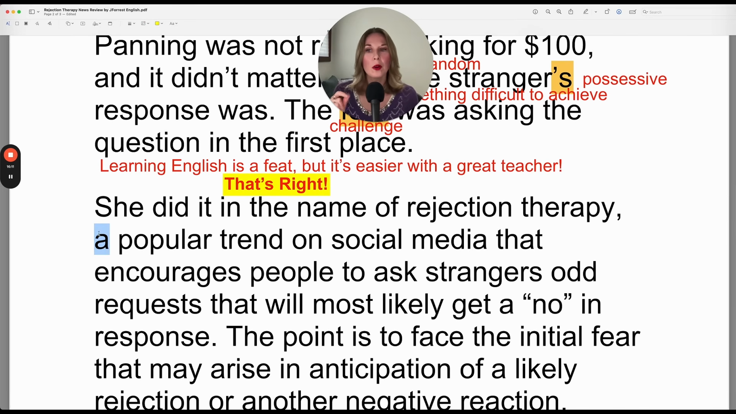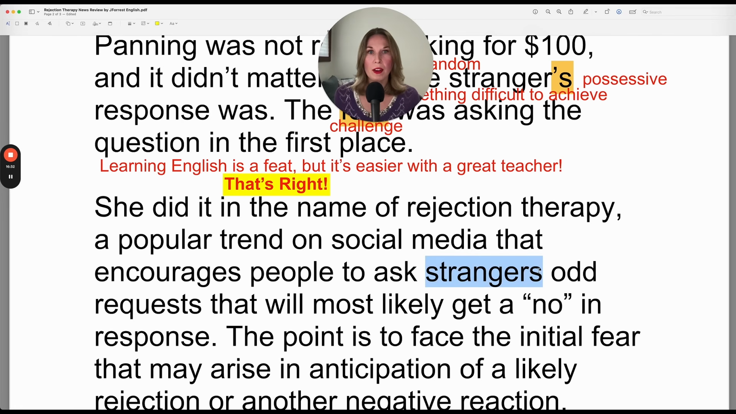You know it's a noun because of the sentence structure. We have an article, and articles are only used with nouns. A trend, a popular trend. So popular is the adjective that describes the noun. A popular trend on social media that encourages people to ask strangers.